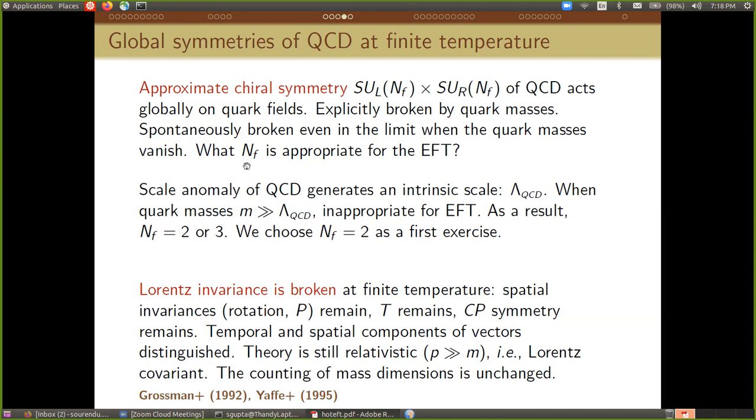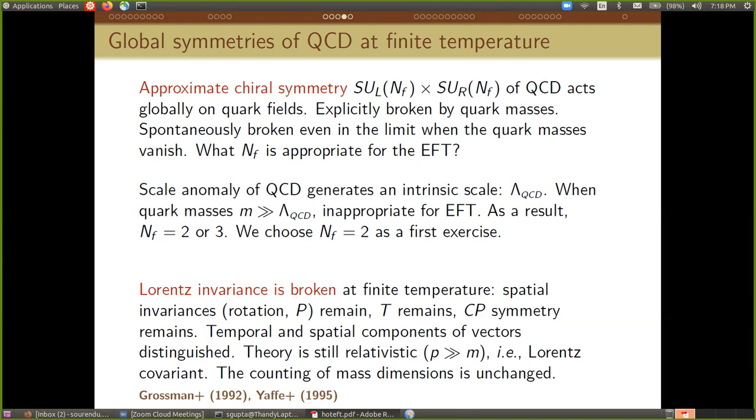That's the internal global symmetry. But I also want everything at finite temperature. And here, there's a difference between what most people do and what we do. Remember that when you have a finite temperature, then there's a special frame. This is the frame in which the heat bath is at rest. So Lorentz invariance is explicitly broken by the presence of a heat bath. What remains are the spatial invariances, which are rotations, parity, etc. Time reversal invariance remains, and CP symmetry remains.